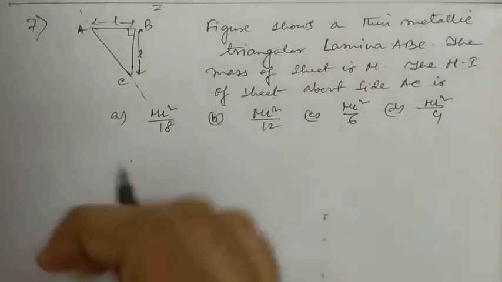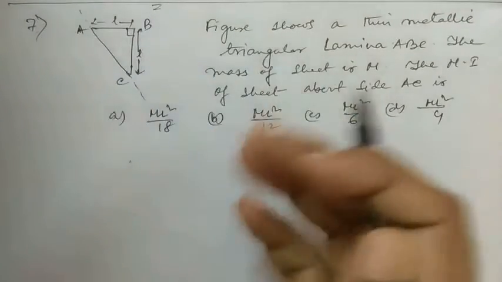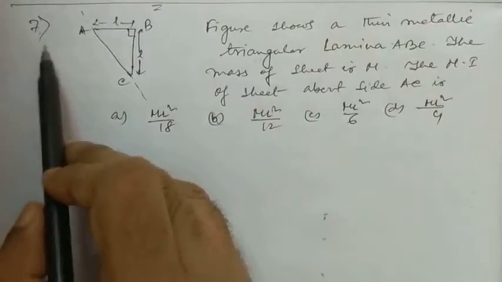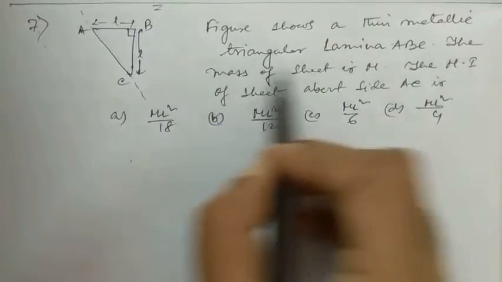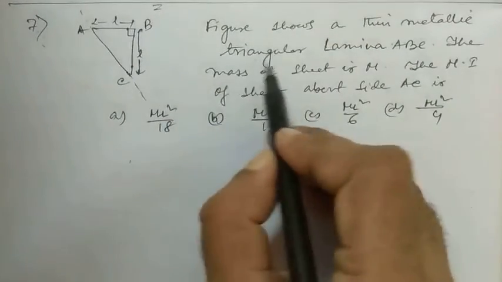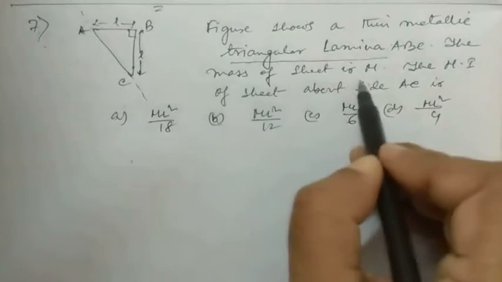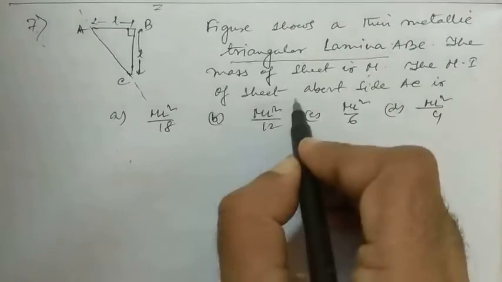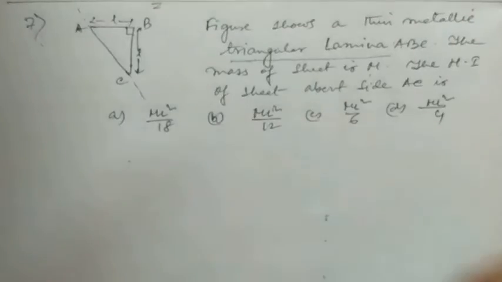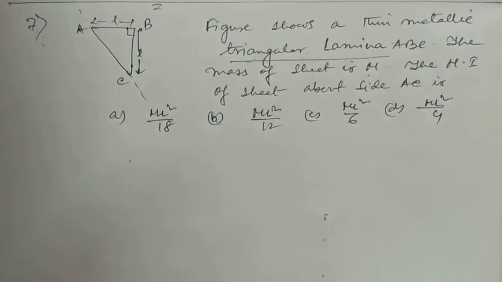Now this is a continuation video for the first video on moment of inertia. Question number 7. This figure shows a thin metallic triangular lamina ABC. This is a triangular lamina. The mass of the sheet is m. The moment of inertia of the sheet about the side AC is, and they are given 4 options. So we have to solve the problem.